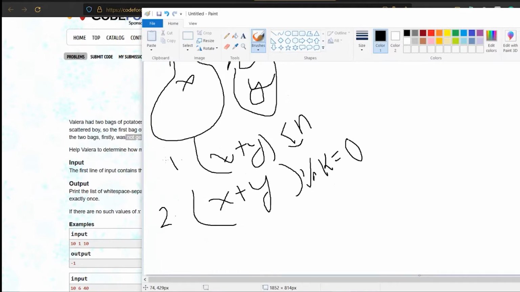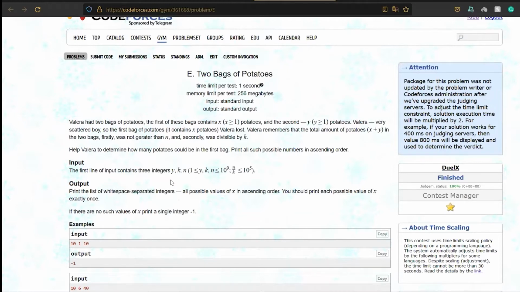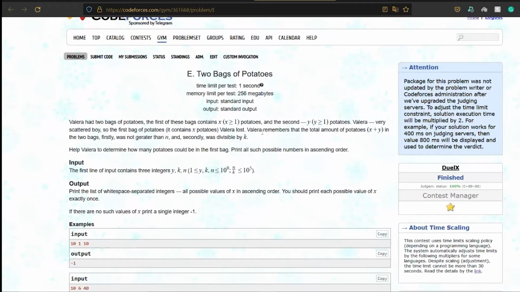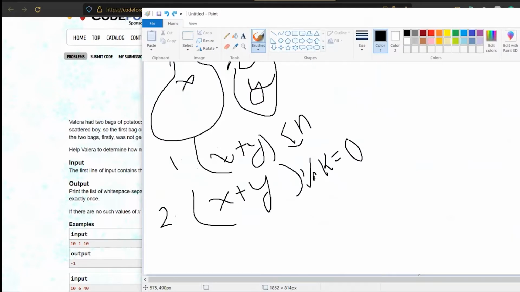Now, this is a simple math problem. You just need to figure out what X was. Help Valera determine how many potatoes could be in the first bag, and print all such possible numbers in ascending order. Since this is a linear equation in 2 variables and there's an inequality, this must be a range. That's why they say print all possible numbers in ascending order, because there can be multiple scenarios where X plus Y is divisible by K and X plus Y is lesser than or equal to N. It would have been different if X plus Y were exactly equal to N, but since it's lesser than or equal to N, there can be multiple values.